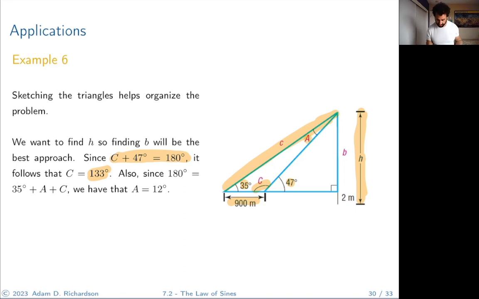We also know that the angle A is 12 because we found two of the other angles. Well, I'm sorry, we found one of them, but now we know that angle C is 133. We already had 35, so now we can solve for angle A to get 12.